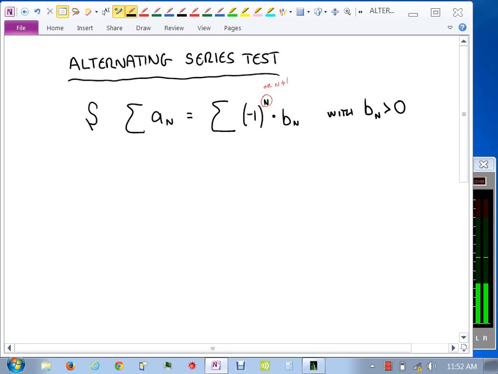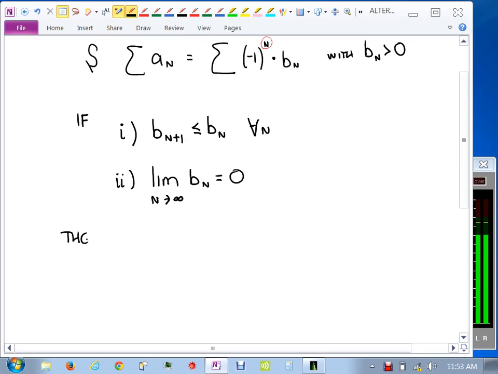All right, suppose we have that. If the following two things are true: if b sub n plus 1 is less than or equal to b sub n for all n, and this next part, the limit as n goes to infinity of b sub n equals 0, then the result of this test is the original series converges. Both have to be true.